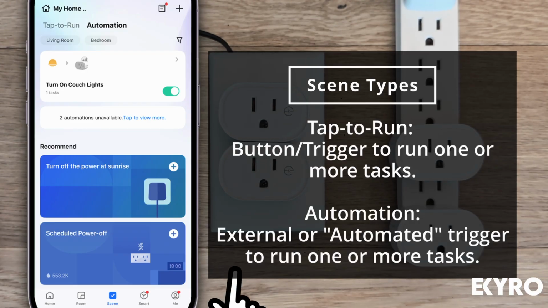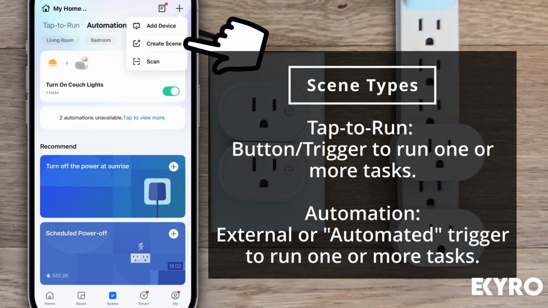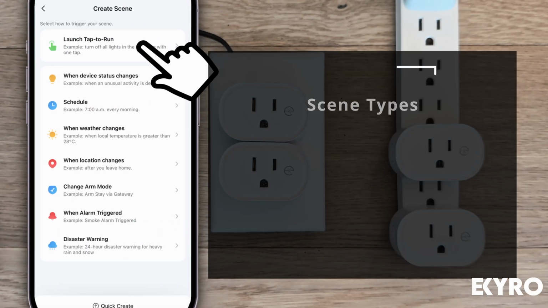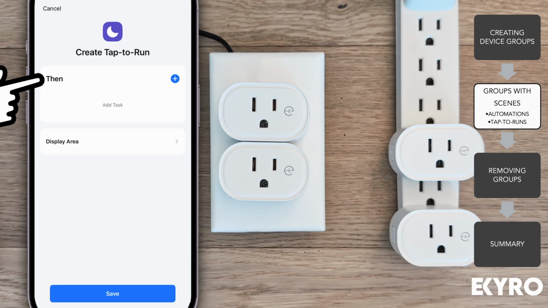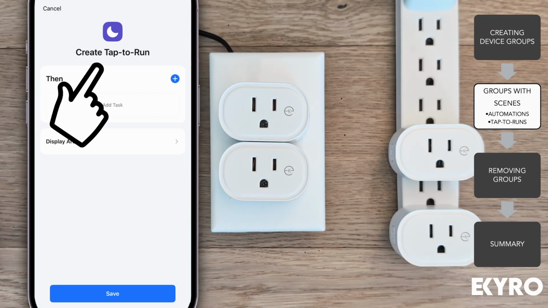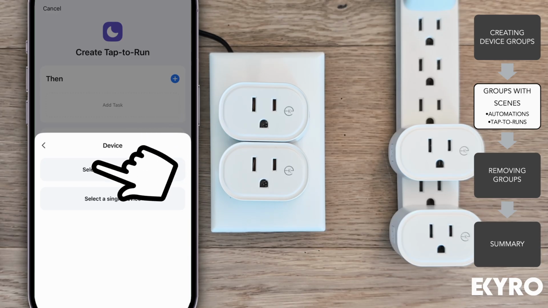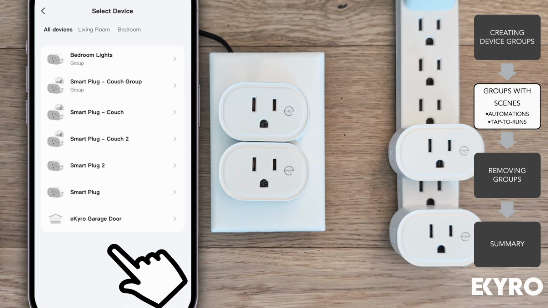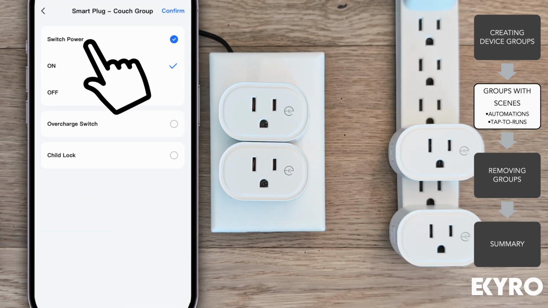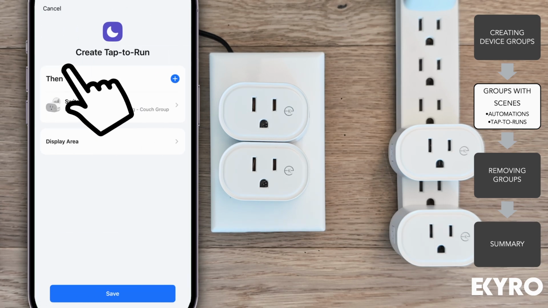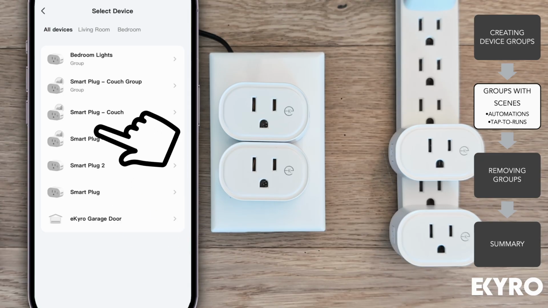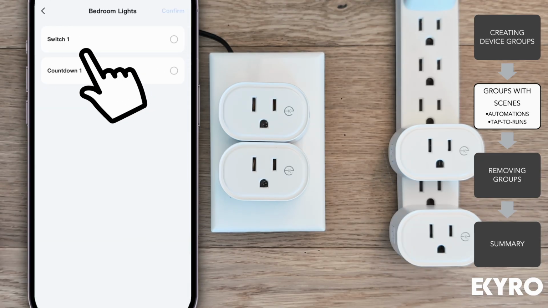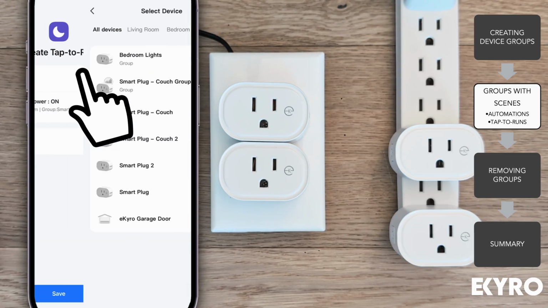If I wanted a tap to run, I could do that by also selecting the plus icon, selecting create scene, and selecting launch tap to run. You'll notice that I only have a then, which allows me to do multiple things. Let's just say that I wanted to turn on both of those groups. I would select the plus icon, device, single device, because I'll grab that group, switch power on, and then I can actually add a second one, single device, bedroom lights, switch one on.